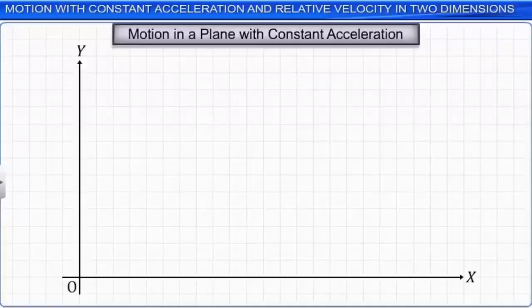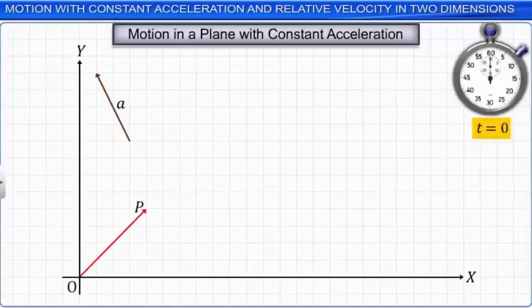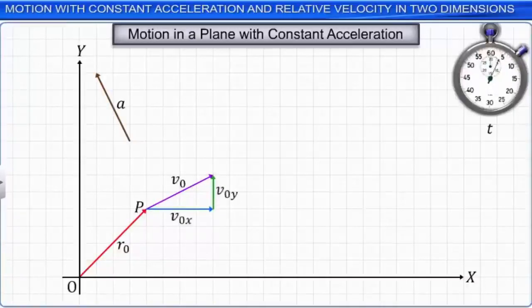Consider a body moving in the xy plane with a constant acceleration a. It is located at point P at time t is equal to 0, which has a position coordinate r0 and velocity v0. It reaches point P' at time t is equal to t seconds, has a position coordinate r and velocity v.